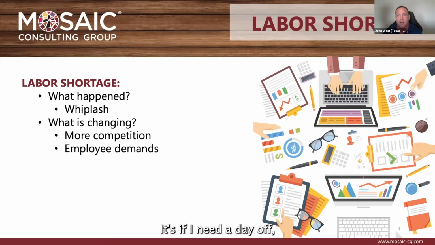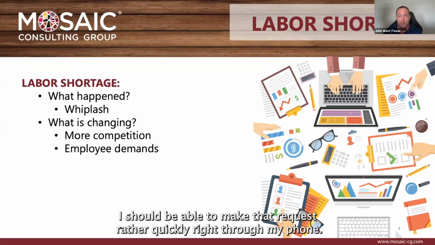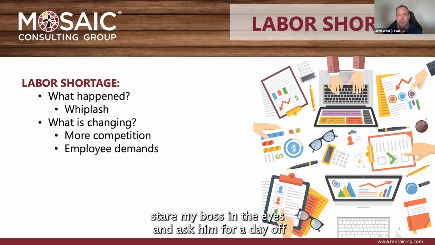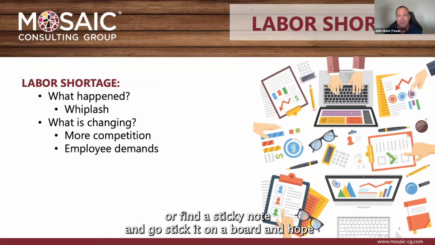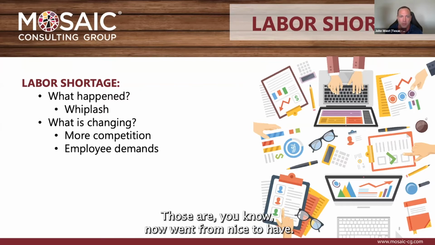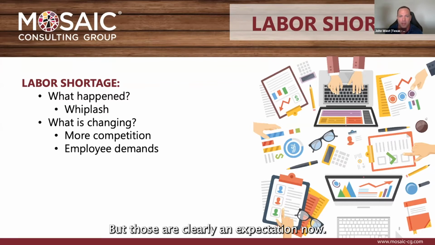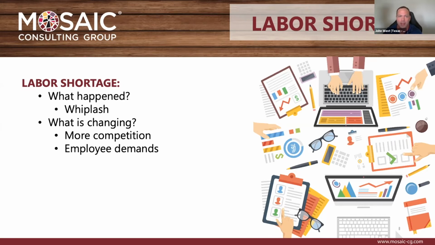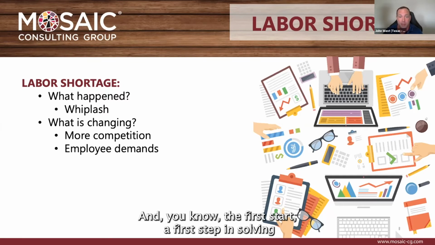If I need a day off, I should be able to make that request rather quickly, right through my phone. And God forbid I should have to show up to my place of employment and go stare my boss in the eyes and ask him for a day off, or find a sticky note and go stick it on a board and hope somebody picks up my shift. Like those have gone from nice to haves to clearly an expectation now. And so that's a lot going on in this market right now that's creating this challenge. Demand high, labor supply is low. And the first step in solving a problem is admitting you have one, right?